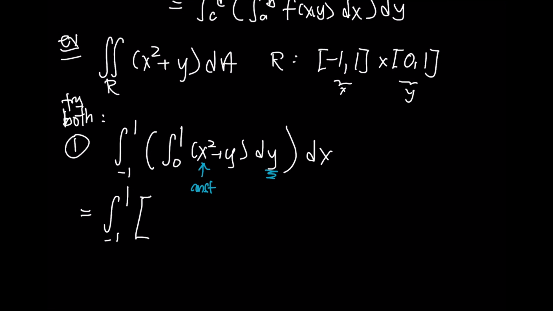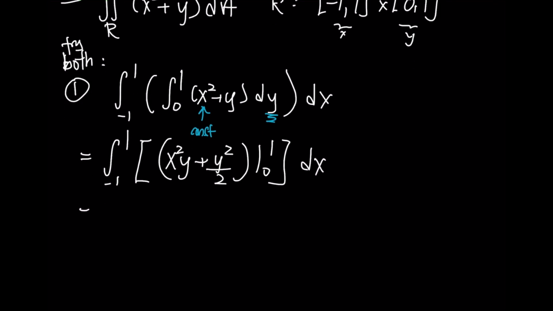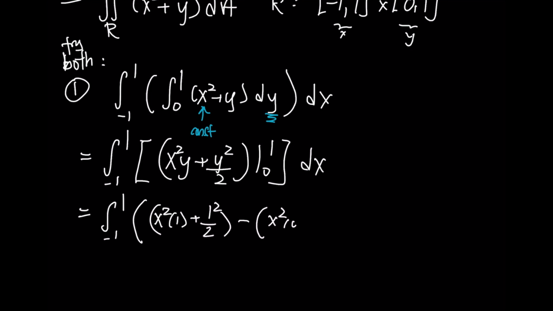X squared is a constant, so its antiderivative is x squared y plus y squared over 2. This is going to be evaluated from 0 to 1. We'll now have an x squared times 1 plus 1 squared over 2. Subtract x squared times 0 plus 0 squared over 2.